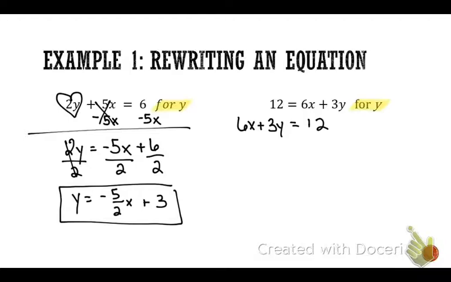Okay? All right, Cadence, where does your heart go? 3y. Around the 3y. Very good. All right, and Hudson, how can I get 6x to cancel to the other side?